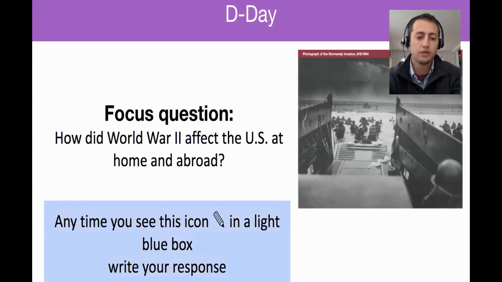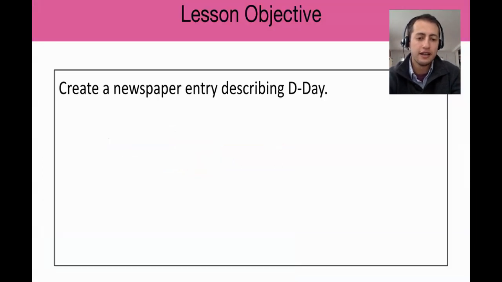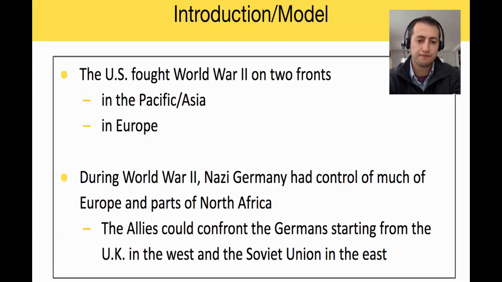This lesson has the same focus question we've been looking at for a while, which is how did World War II affect the U.S. at home and abroad? Today, students are going to create a newspaper entry describing D-Day. So you're going to give them a lot of context through a variety of media, text, maps, and videos, and they can use all of those to incorporate into their newspaper entry.